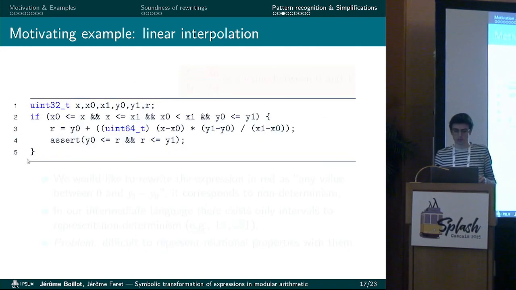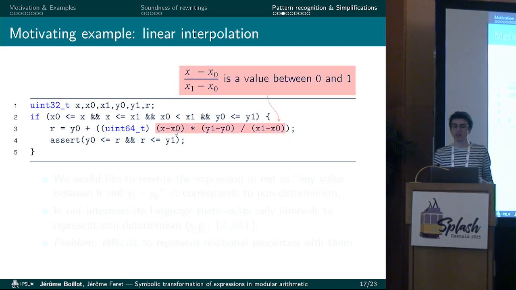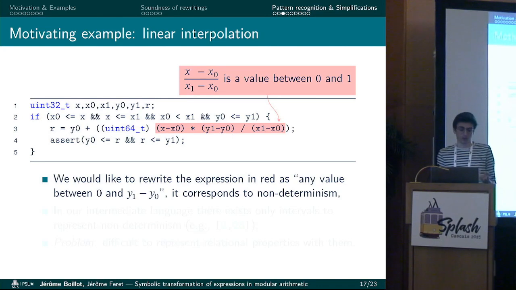So I just represent this process in this little code, where you have exactly the same expression, y0 plus, etc. Here, we remark that x minus x0 divided by x1 minus x0 is something between 0 and 1. So, when we multiply it by y1 minus y0, it's something between 0 and y1 minus y0. And that's what we would like to rewrite it into: any value between 0 and y1 minus y0. And this would be enough to prove this assertion.